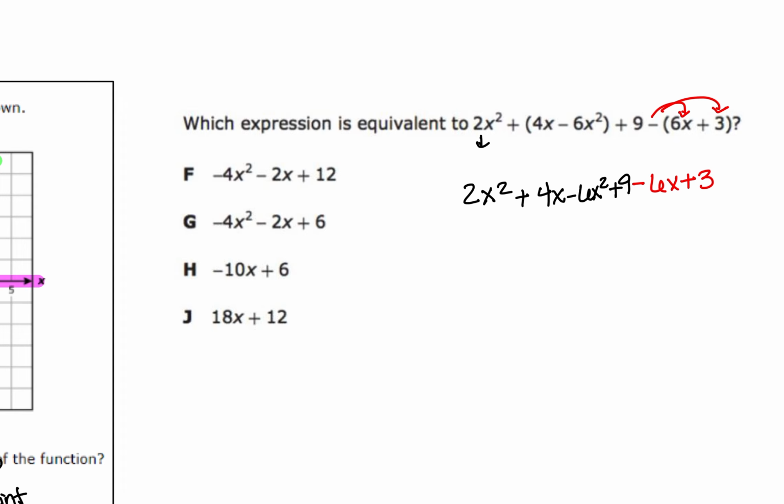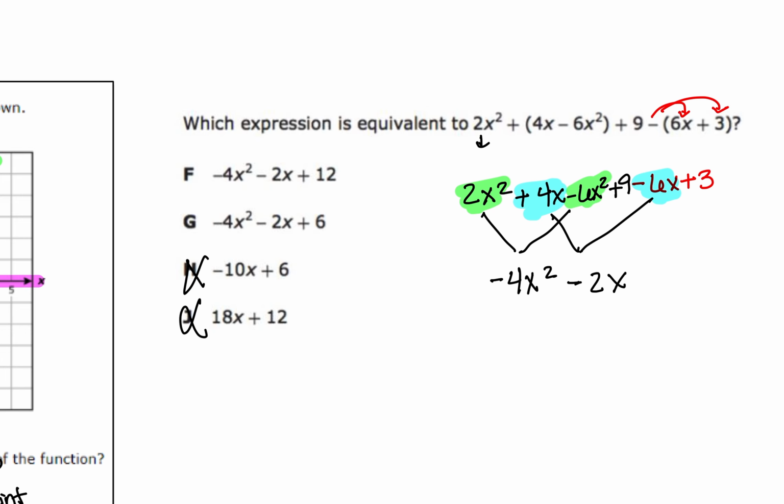2x squared. Do I have another squared to be able to match it up with? I have this squared and I have this squared. So then when I put those together, that's going to give me negative 4x squared. So I can automatically get rid of H and J. Then I'm going to go to x. So that's going to be here and that's going to be here. And that's going to give me negative 2x.